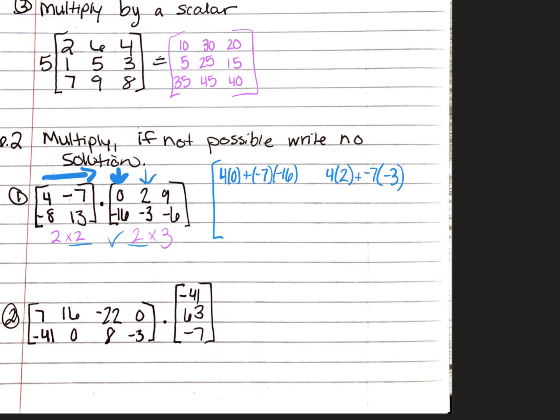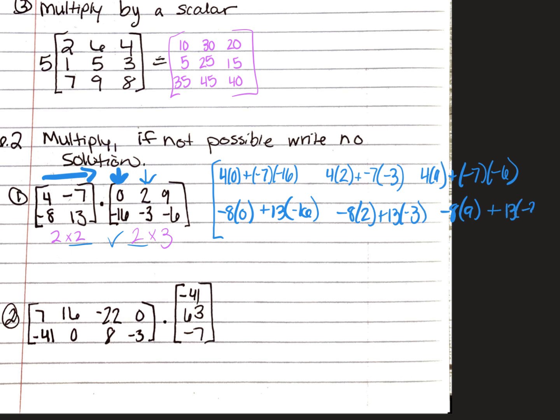Then we'll do that again, but with the 9 and 6. So 4 and 9, and negative 7, negative 6. Then we're going to repeat that process, but using the 8 and 13. So negative 8 times 0 plus 13 times negative 16. Then negative 8 times 2 plus 13 times negative 3. And then negative 8 times 9 plus 13 times negative 6.